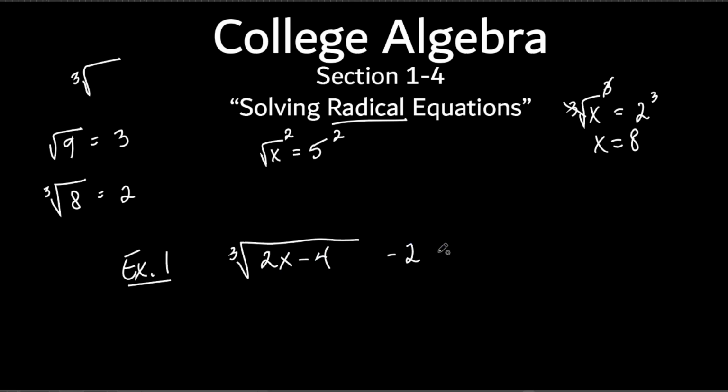And then -2. This -2 is not inside the square root, of course. So what if I did that? The cube root of 2x minus 4, and then I got this -2. Everybody see that? The -2 is not under the cube root. It's sitting there by itself, equals 0.